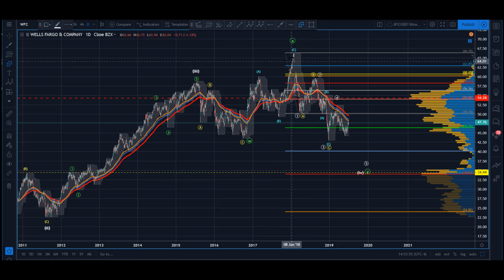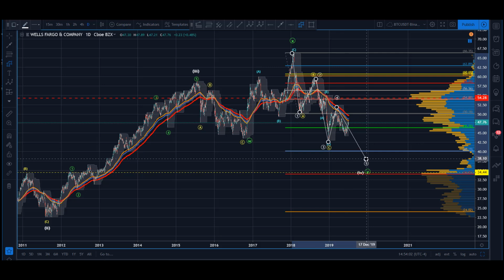We're going to finish with an ending diagonal. So we go 1, 2, 3, 4, looking for the ABC to finish down here. So that's one possibility here.